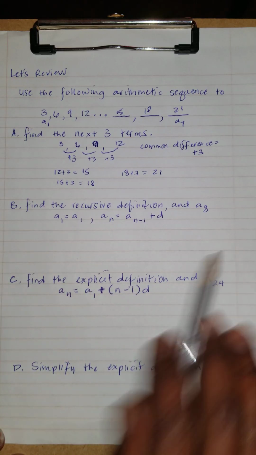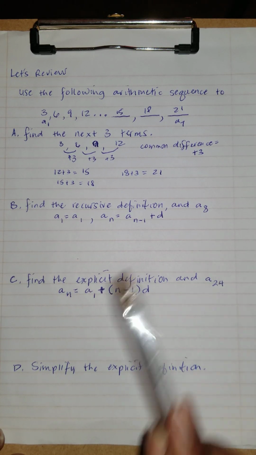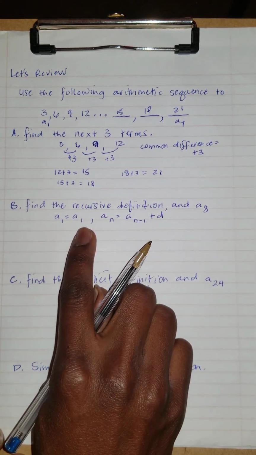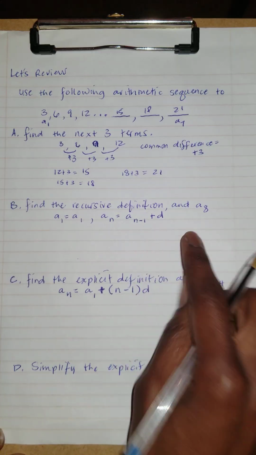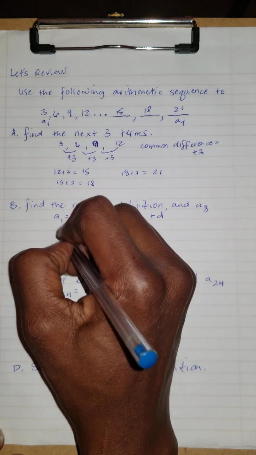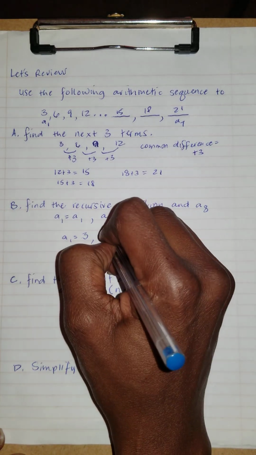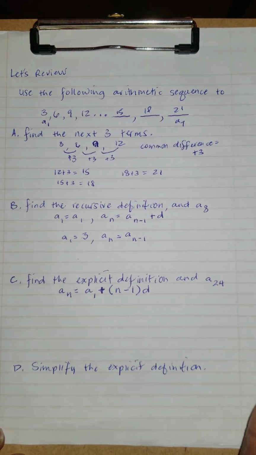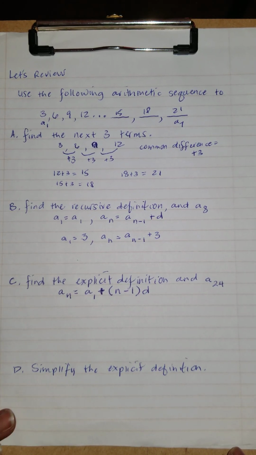So let's write the recursive definition and then find the 8th term using the recursive definition. We know that A sub 1 equals 3 for the recursive definition, then A sub n equals A sub n minus 1 plus d, and that's for all the other terms. So A sub 1 for us equals positive 3, and then A sub n is going to equal A sub n minus 1 again, and then we're just going to put plus 3 for the recursive definition. And hopefully I'm not moving too fast.